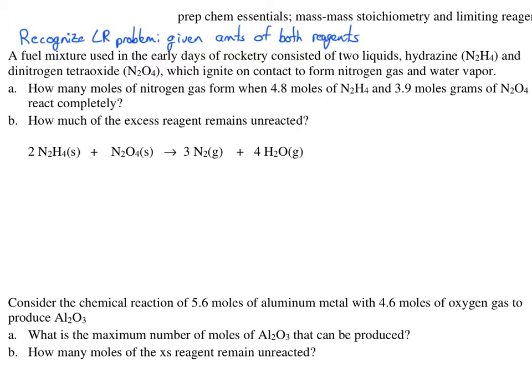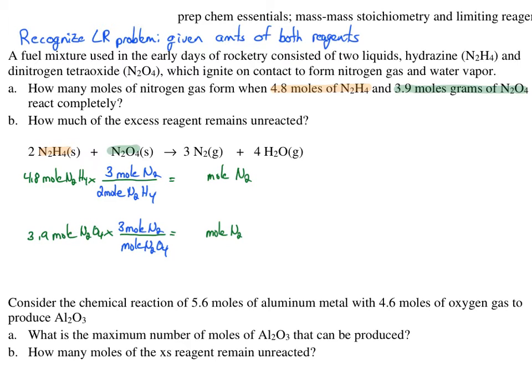We can recognize this first problem as a limiting reagent problem because we're given amounts of both reagents. We're given 4.8 moles of N2H4 and we're given 3.9 moles of N2O4. So we need to do two calculations to determine the amount of product produced if each of these reagents is consumed completely. So we need to find the appropriate mole-to-mole conversion factor for each of these reagents, and it's going to be based on our balanced chemical equation.